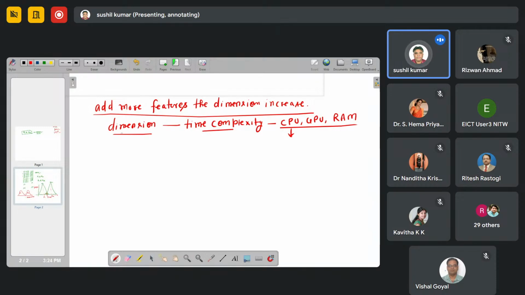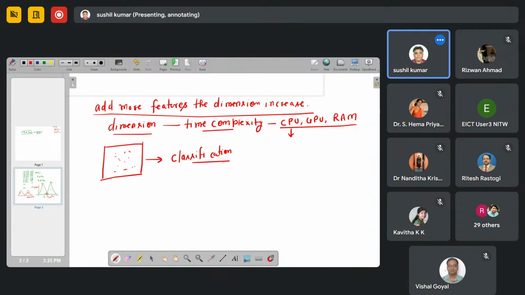So this portion, when we say add more features, I'm saying add more features in your vector, that is very useful for classification. Okay, that is useful for classification. There is no doubt.